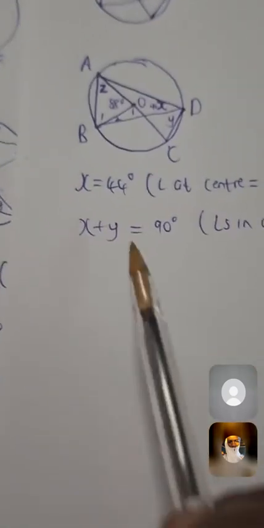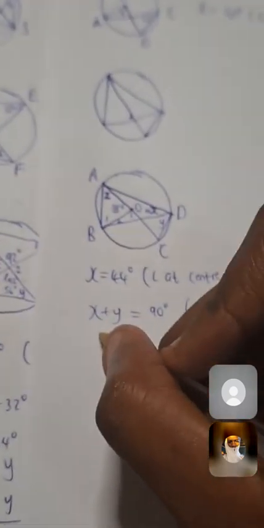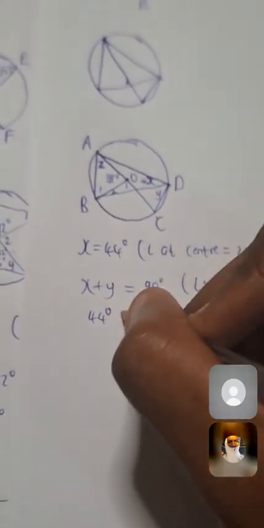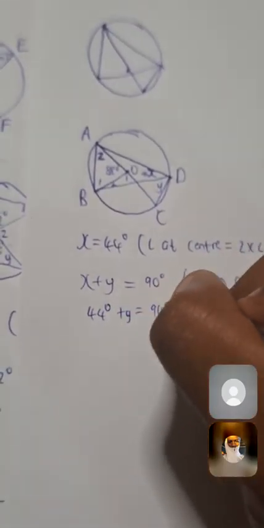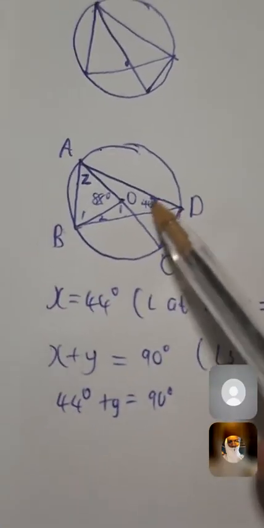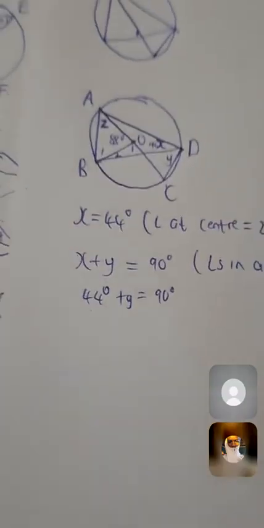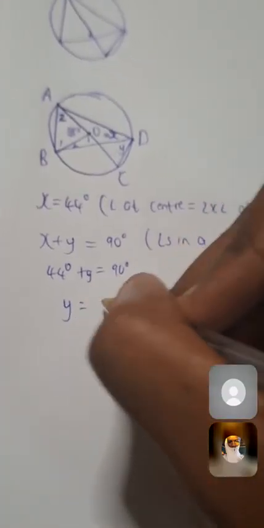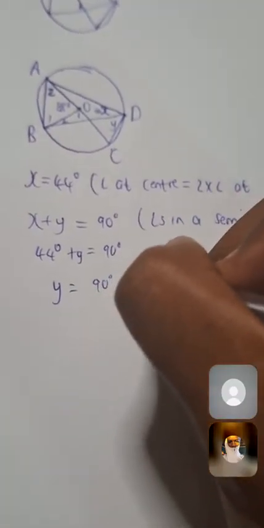Then you solve for Y. So X, which we solved for as 44, plus Y is equal to 90. We substitute because we got X. The beauty of updating our diagram after finding X for the previous one. So Y is equal to, we transpose. We get an answer of what? Y is equal to?